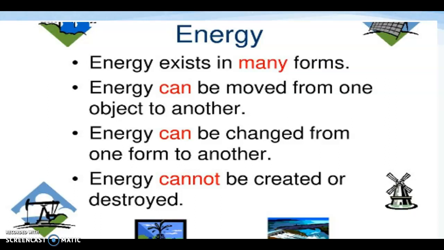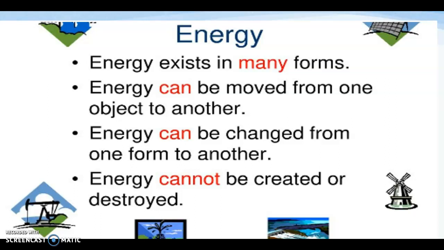Energy is the ability to do work. Energy can be moved from one object to another. Energy can be changed from one form to another. Energy can be created or destroyed. As a ball travels upward, it has kinetic energy. Kinetic energy is the energy produced by the body due to its motion.